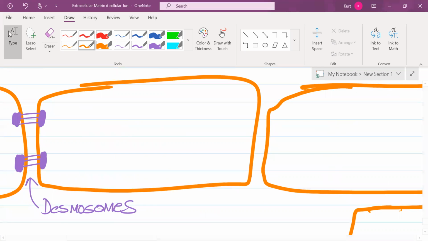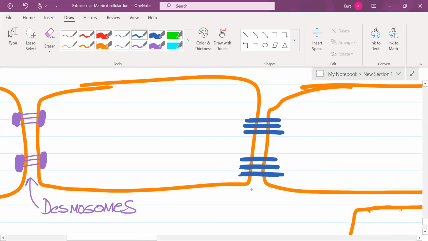Over here, I'll draw some tight junctions. It's like stitches. And they really do bring the cells very close together so that there's no water loss. It's like stitches from a doctor.